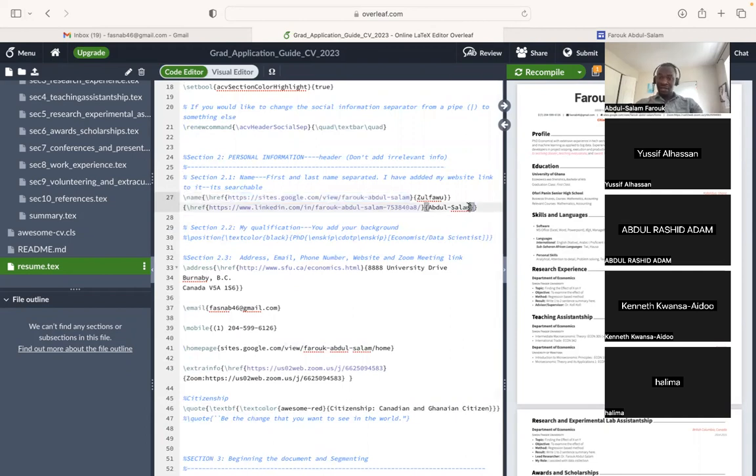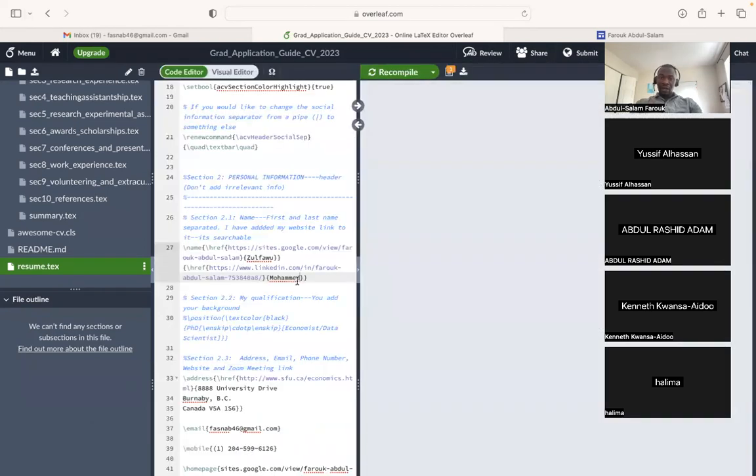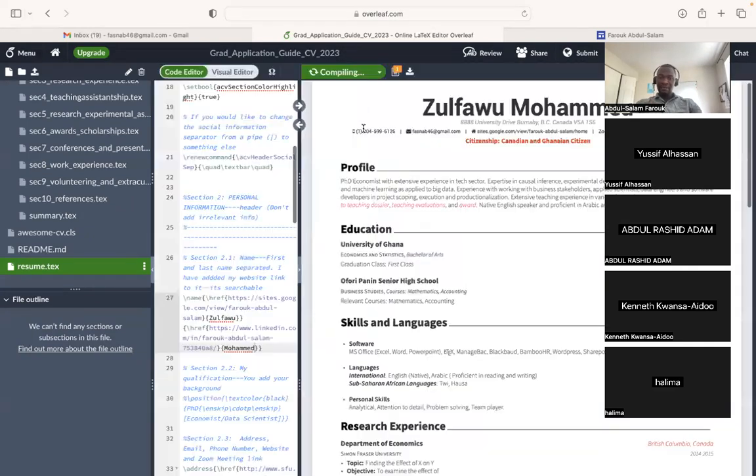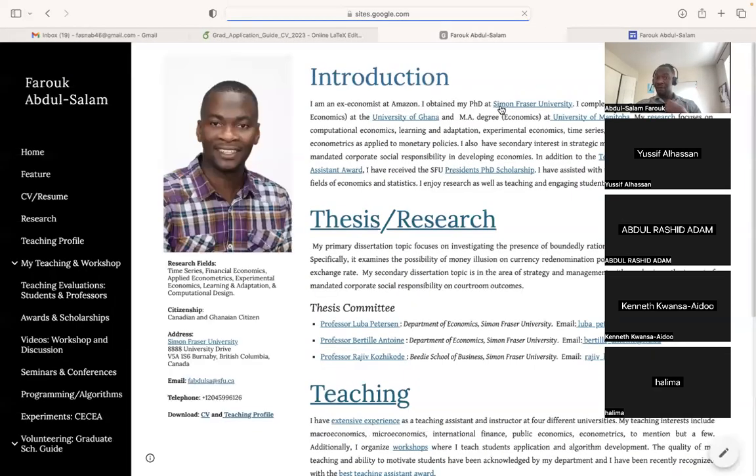And maybe her surname, I don't know the surname, but maybe Mohammed might be a safe one. So let's do this. As soon as I do this, I'll click on recompile file. And you can clearly see that the name has been changed from Farouk Abdul-Salam to Zulfal Mohammed. But the issue here is the link is still active. The link takes you directly to my page.